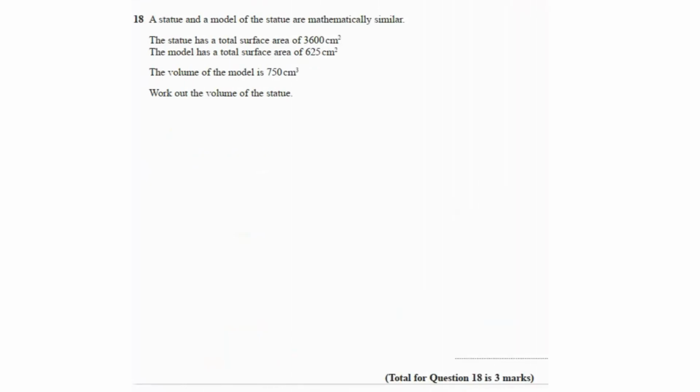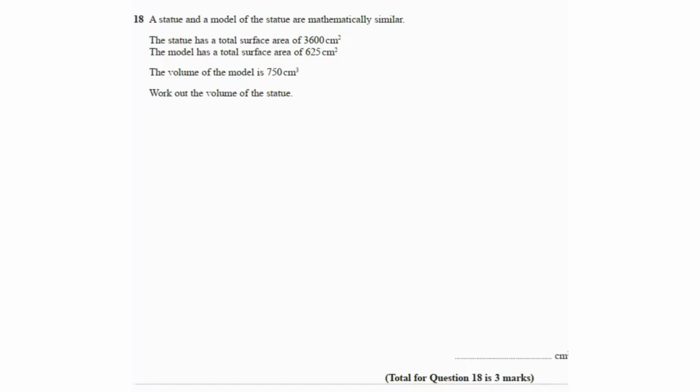Then it says a statue and a model of the statue are mathematically similar. The statue has a total surface area of 3,600 centimeters square. The model has a total surface area of 625 centimeters square. The volume of the model is 750 centimeter cube. We need to work out the volume of the statue.